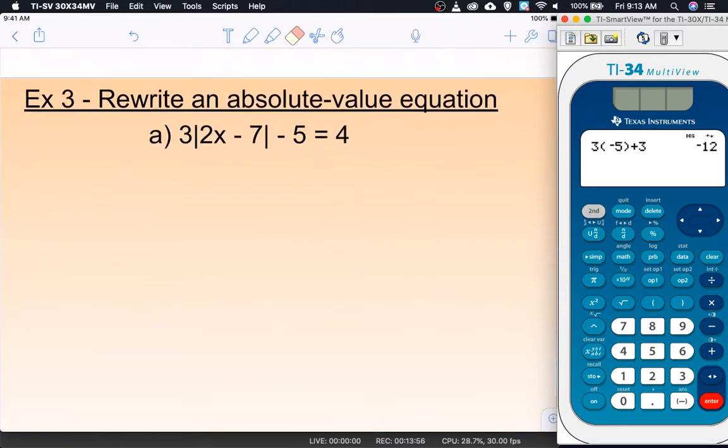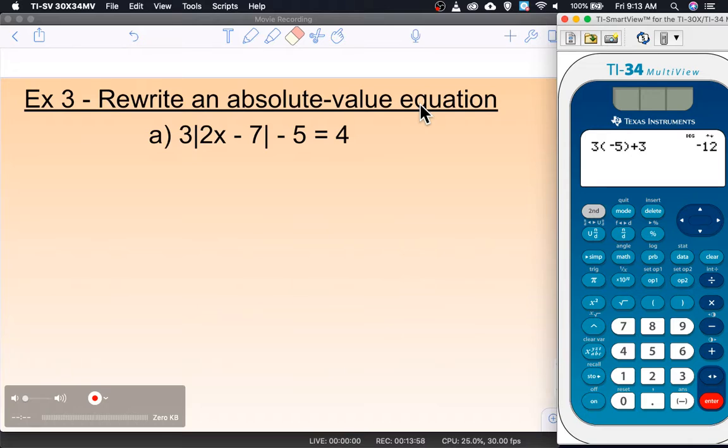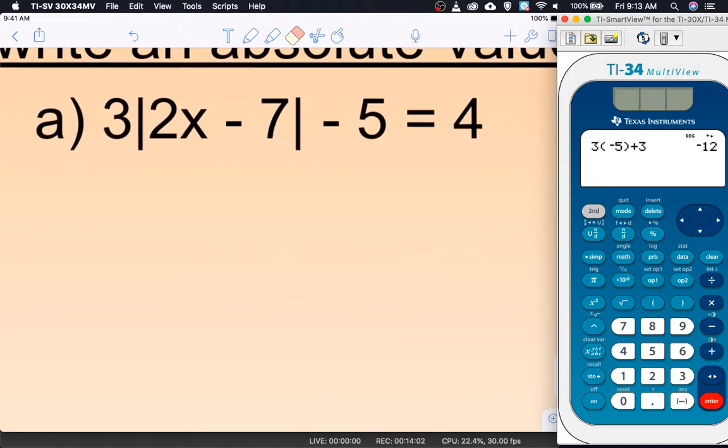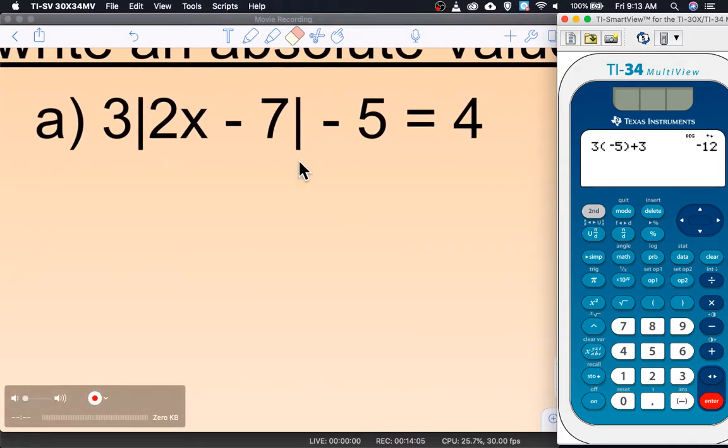Rewriting an absolute value equation. So this is the next step of this process. This is a little bit more complex. You'll notice the problem's bigger. Instead of just being absolute value equals 4, I've got a 3 here and a minus 5 there. I've got some other stuff to worry about.